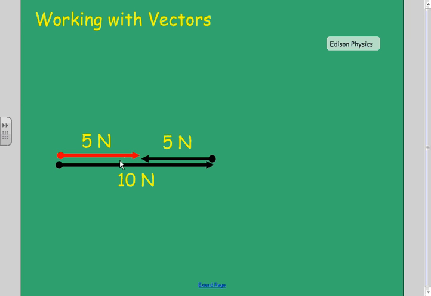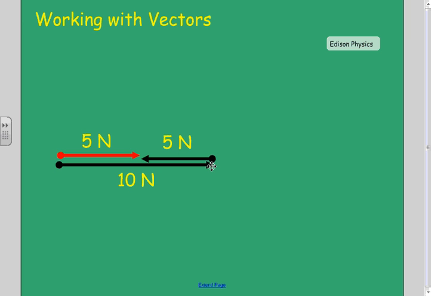So this red vector here shows us the resultant vector, and it looks like if I go 10 to the right and come 5 back to the left, I end up with a net of 5 newtons to the right. So in this case, the resultant force would be 5 newtons to the right. If we think about it as a tug of war, if you pull with 10 newtons to the right and I pull with 5 newtons to the left, you're going to win because yours is bigger, and you're going to win by 5 because it's 5 bigger than mine.